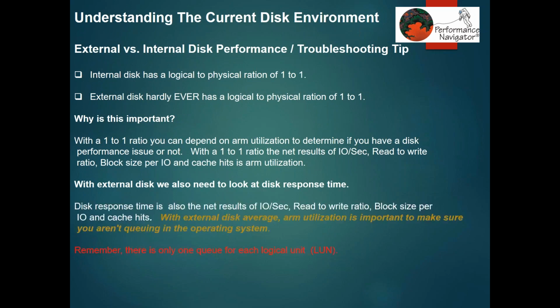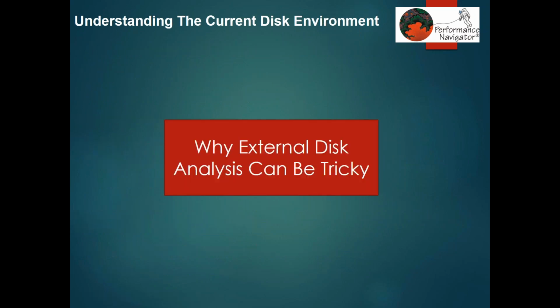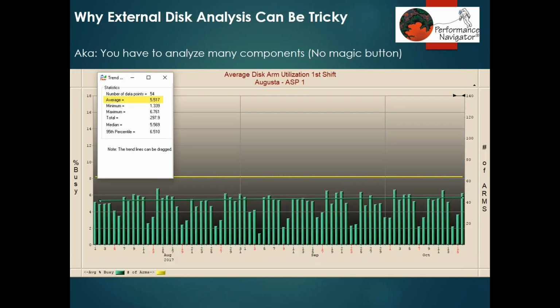Like I said, with external disk, arm utilization is important because you want to make sure you're not queuing. And as Randy says, there's only one queue for each logical unit. As a general guideline, with external disk, make lots of LUNs. It's free and it will perform better. Now, why can external disk be tricky? Gosh, I love this example.